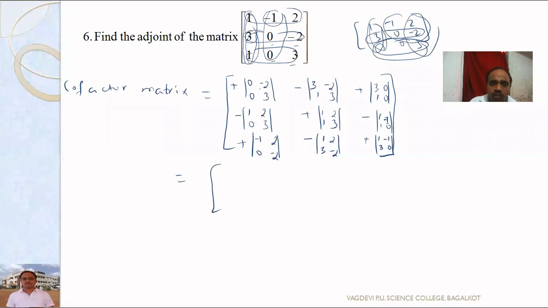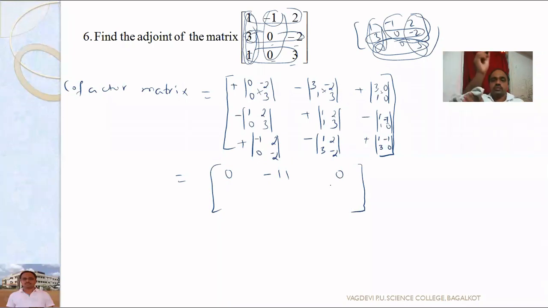So what is the value of this first? 0 minus 2 0 3. So 0 into 3, 0 into 2. So 0 into 0 is 0. 0 minus 0 is 0. Then next is 3 3s are 9. 1 into -2 is -2. Minus of minus, you have to subtract. So 9 minus of minus plus 2. So 9 plus 2 is 11. But it is preceded by which sign? Minus. So write -11. Then next, 3 into 0, 0, 1 into 0, 0. That is 0. So first row cofactors will be 0, minus 11, 0.